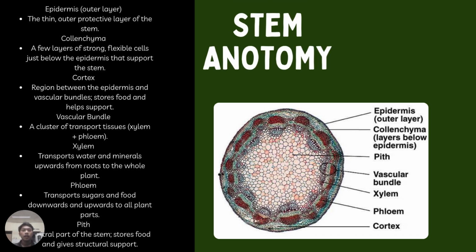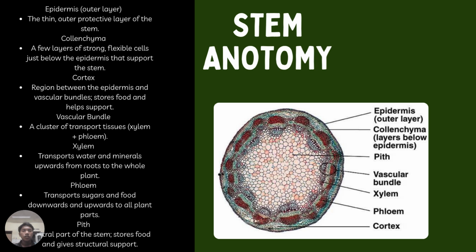This is stem anatomy. First, we go to the epidermis, the thin outer protective layer of the stem. Parenchyma, a few layers of strong, flexible cells just below the epidermis that support the stem. Cortex, the region between the epidermis and vascular bundle, stores food and helps support. Vascular bundle, a cluster of transport tissue, xylem plus phloem.